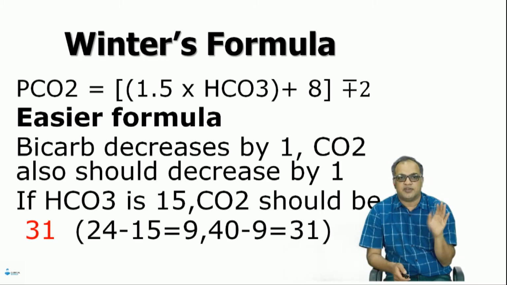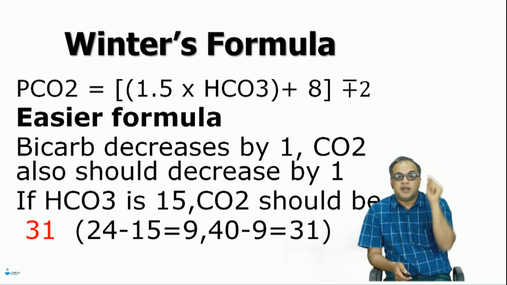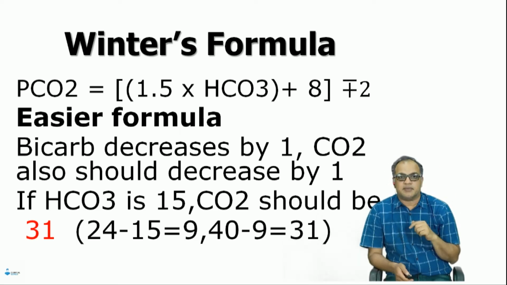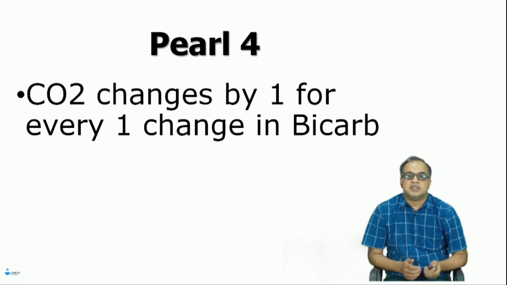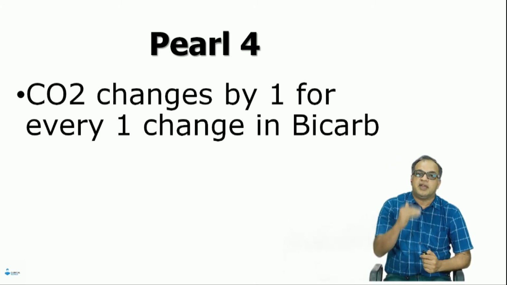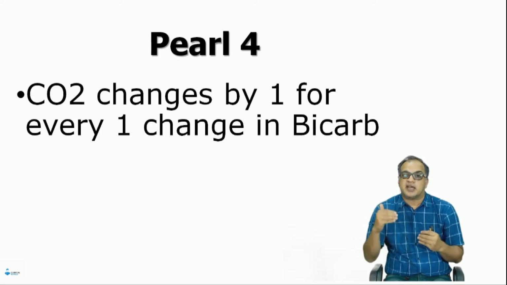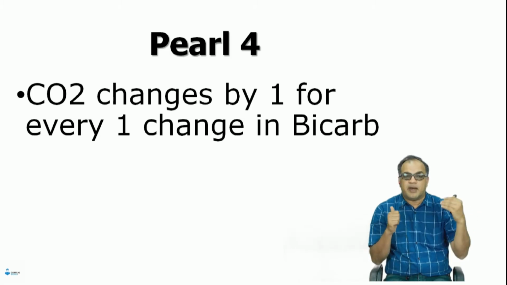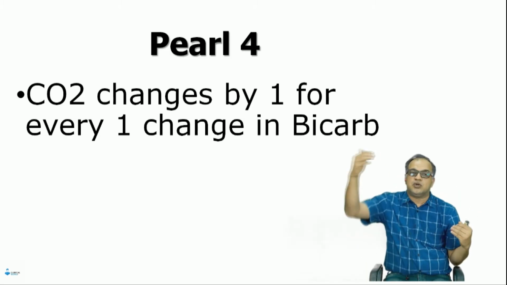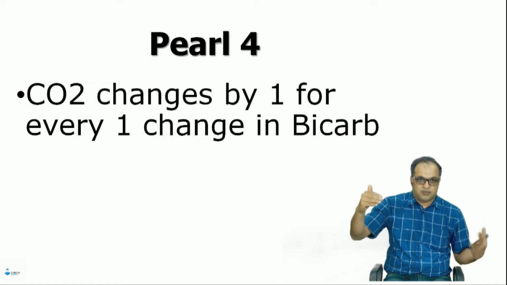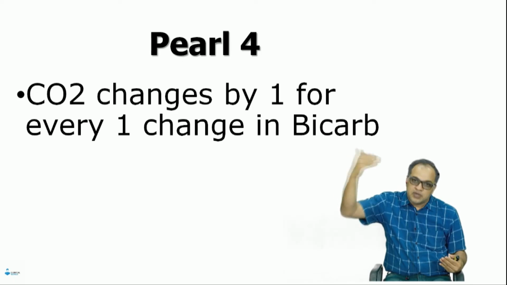Again, let's wash off everything. Let's listen again. If bicarbonate is 15, that is 9 less than 24. CO2 should also be 9 less than 40. That is 31. We will solve it once. CO2 changes by 1 for every 1 change in bicarb. If bicarb is 1 less, then CO2 will also be 1 less from their respective normal values. If bicarb goes from 24 to 23, CO2 will come from 40 to 39. If bicarb goes from 24 to 4 less, CO2 will go from 40 to 36.